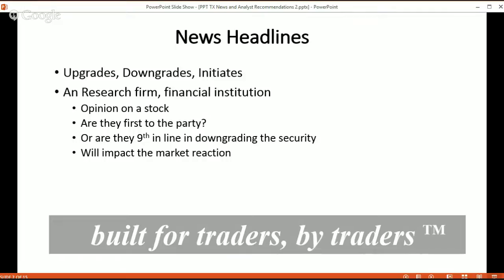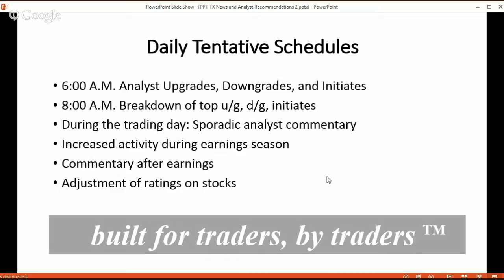And what will the market reaction be to that particular rating, whether it's upgrade, downgrade, initiate, and what is the commentary, more importantly, or as important, in addition to the upgrade and downgrade? What's that color? What's the more information behind that particular analyst action?